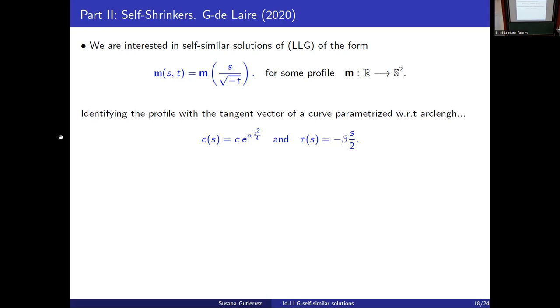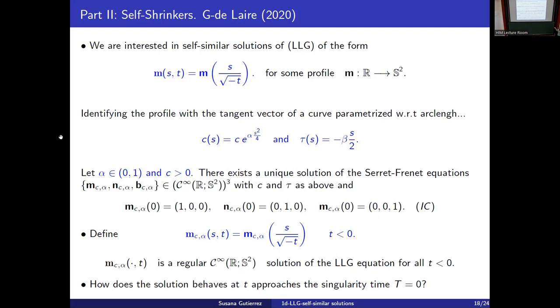We can solve this reference system with this curvature and torsion in a profile that is regular. Then what we want to understand is what happens with the solution when t goes to the singularity time t0. Then, you need to study the profile at infinity, and I'm going to tell you what happens.